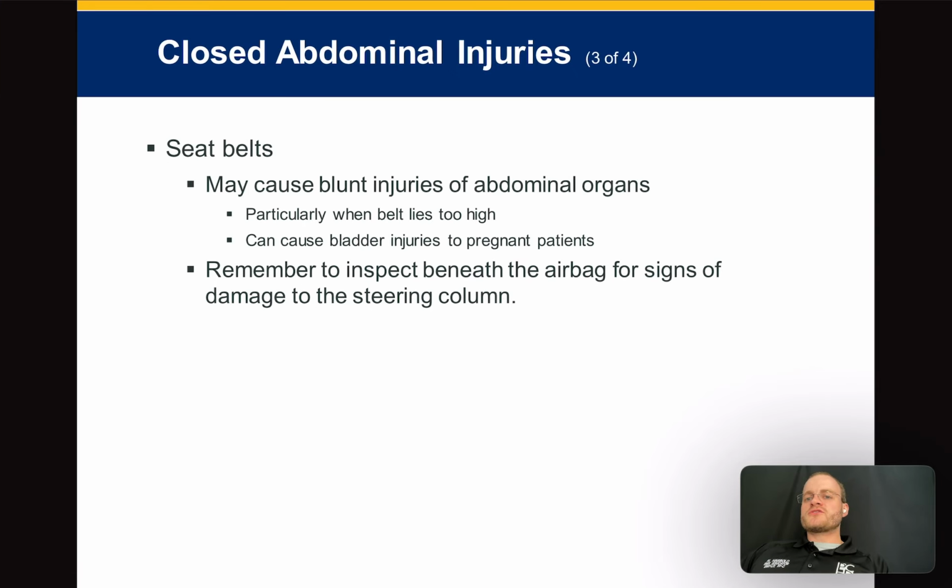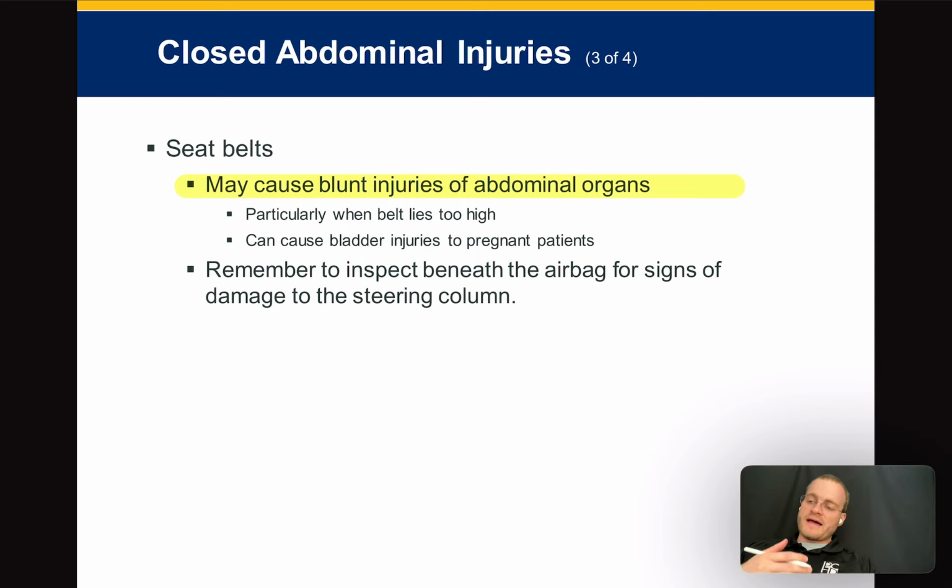Now, seatbelts can cause blunt injury to the organs of the abdominal cavity. If you were to draw a seatbelt on yourself, of course it's going to go across the chest, but it could very well cross your liver, your stomach, your small intestines, and then definitely across portions of the small bowel and, more importantly, the urinary bladder.